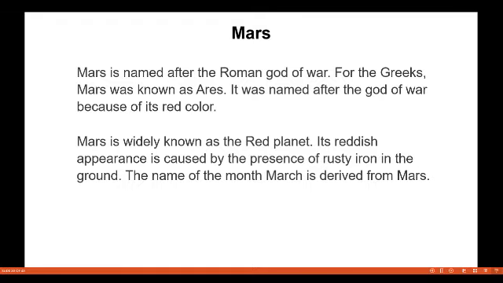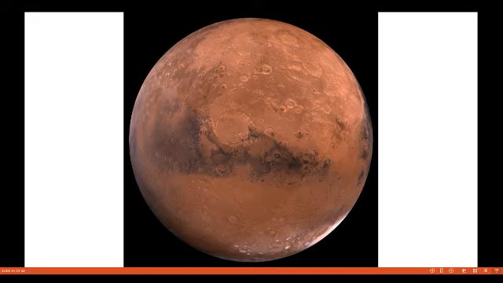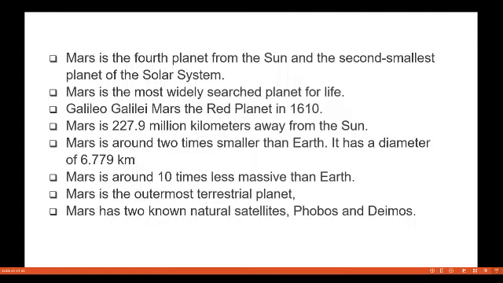Mars is named after the Roman god of war. For the Greeks, Mars was known as Eris. It was named after the god of war because of its red color. Mars is widely known as the red planet. Its reddish appearance is caused by the presence of rusty iron on the ground of Mars. The name of the month of March is derived from Mars. So this is how Mars looks. So beautiful planet. Looks very reddish in color.